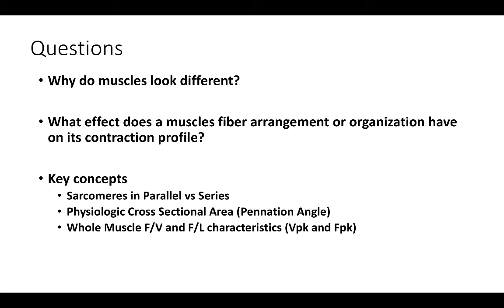The key concepts are sarcomeres in parallel versus series, physiologic cross-sectional area, and how that relates to pennation angle, and the influence of all of these factors on the whole muscle. So force-velocity and force-length characteristics, with special attention to peak velocities of contraction, especially relative to shortening, and peak force output. Okay, so let's start by talking about muscle fibers in parallel versus series.